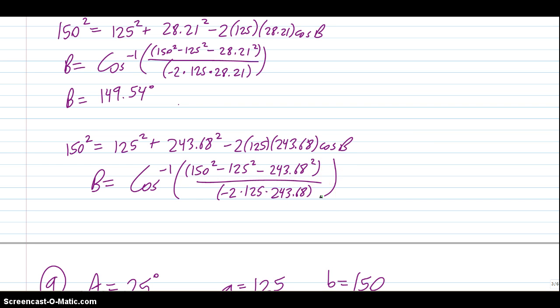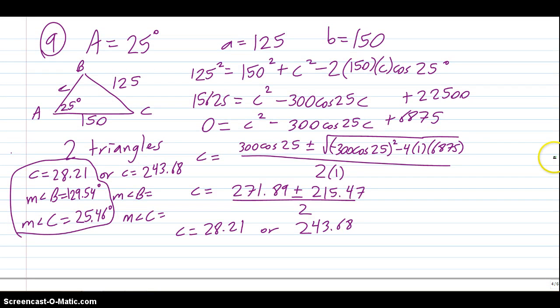Okay? If you type that all in your calculator, you'll get the answer, which should be 30.47 degrees. All right. When I said it was the biggest angle, I meant C is going to be the biggest angle, right? And then once again, you're going to take 180 minus 30.47 minus 25, and you get angle C to be 124.53 degrees. So there's your two possible triangles, okay?